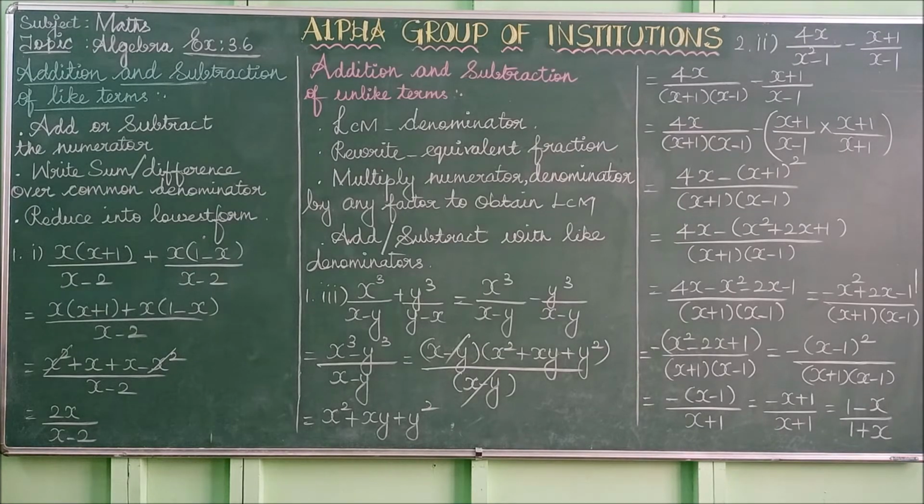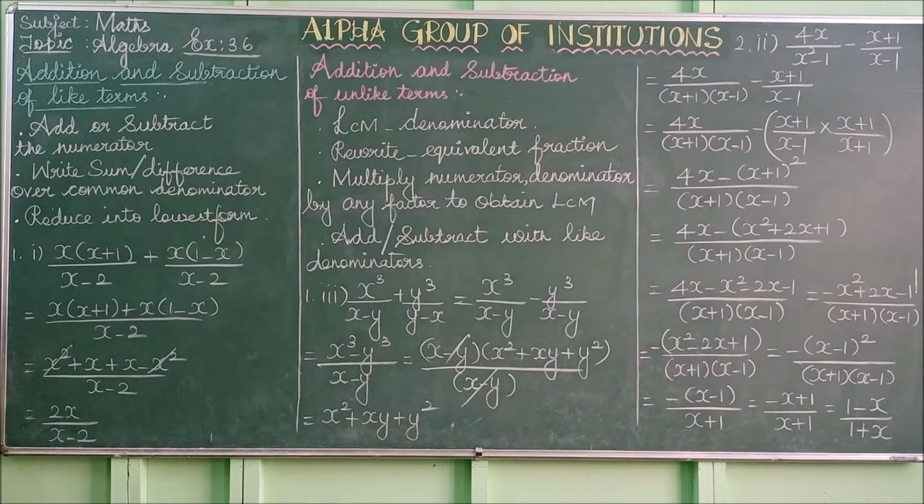So for multiplication, we can take any two rational expressions, one as P of x by Q of x, the other as R of x by S of x. So P of x by Q of x into R of x by S of x is equal to the product of the numerators divided by the product of the denominators: P of x into R of x divided by Q of x into S of x. Then after finding those values, reduce it into the lowest form.